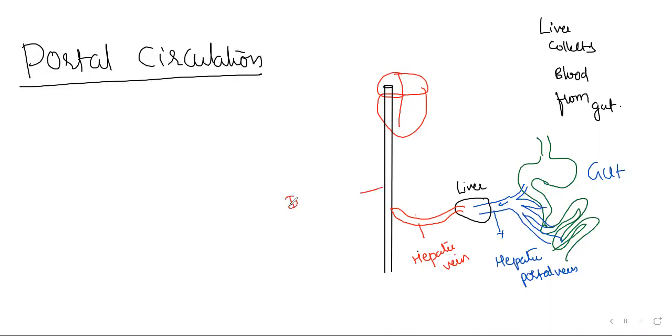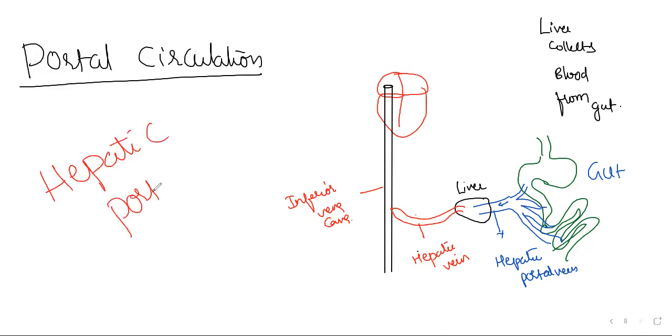Inferior vena cava. So that's it. What are the uses? All that we have seen already in the earlier classes. So I just want to show this. There is a portal system. We call this particular portal system the hepatic portal system.